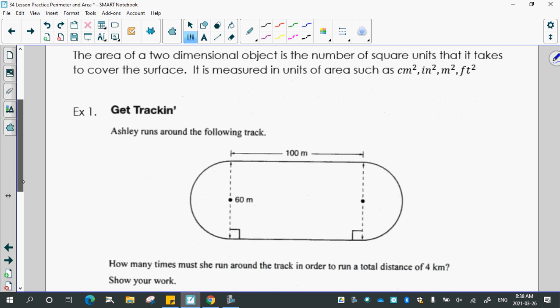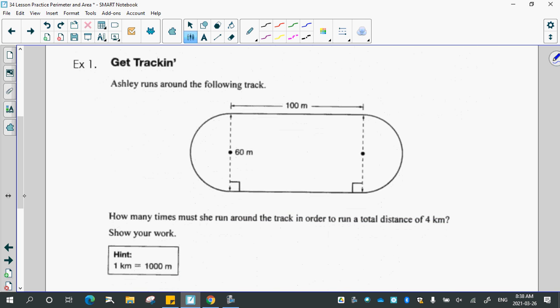Here's our first example. Ashley runs around the following track. How many times must she run around the track in order to run a total distance of 4 kilometers? Show your work, and it gives you a hint box: 1 kilometer is 1,000 meters.